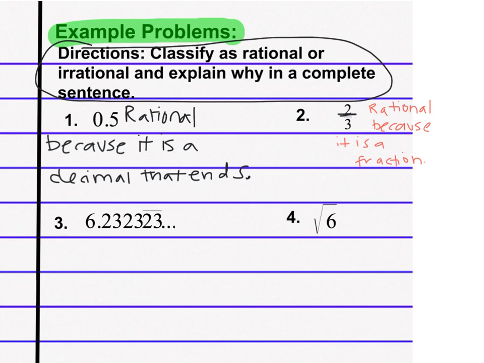Okay, number 3, I see a decimal. It goes on forever. It has the dot, dot, dot. I want to look and see if there are any patterns. So I see 6.232323 with the line. So that is a repeating pattern. 23232323. So it's a decimal with a repeating pattern. If you're not sure, you can answer. For example 3, I'm going to say rational because it has a repeating pattern, 232323. That's how I know it's rational.